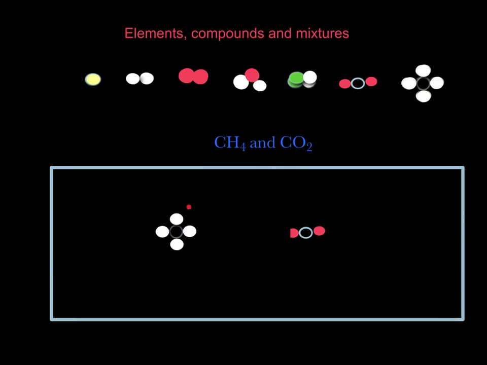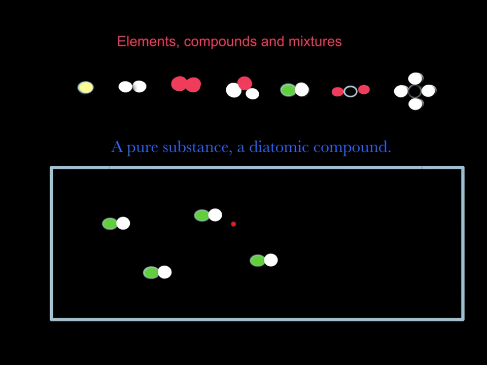This is CH4 because there's 1 carbon and 4 hydrogens. And then over here is CO2 because there is 1 carbon and 2 oxygen. These are each diatomic compounds because there are 2 different elements in each, which makes it a compound. And this is a pure substance compound because each compound is the same.